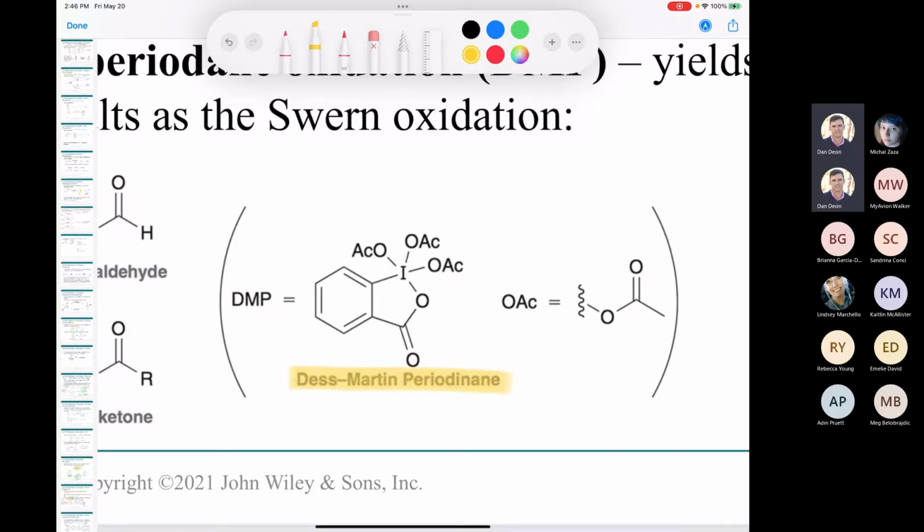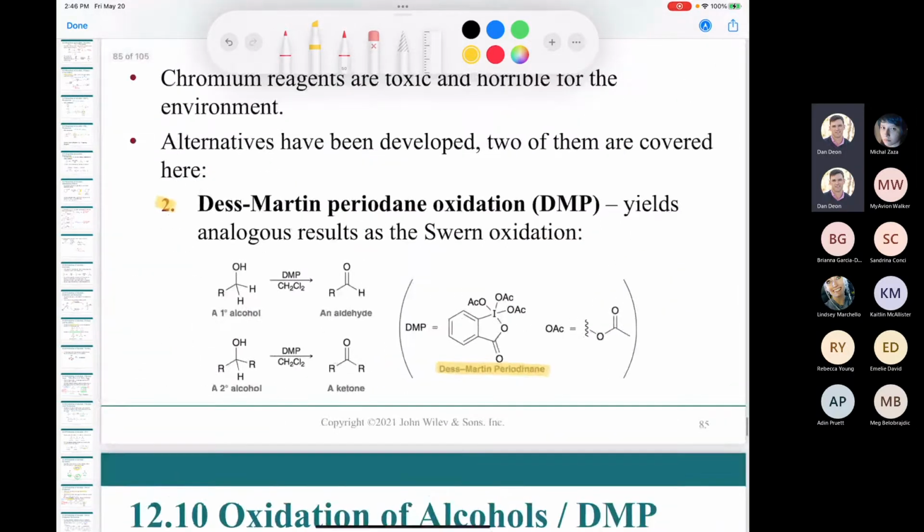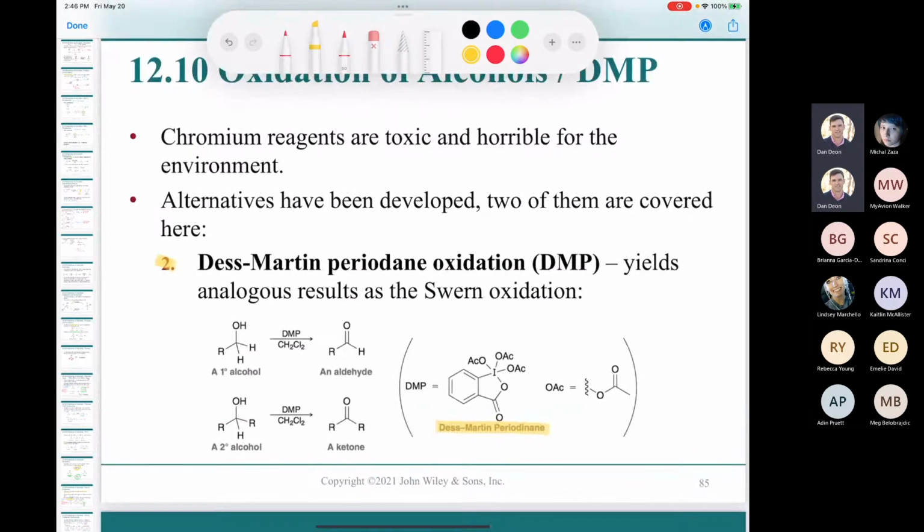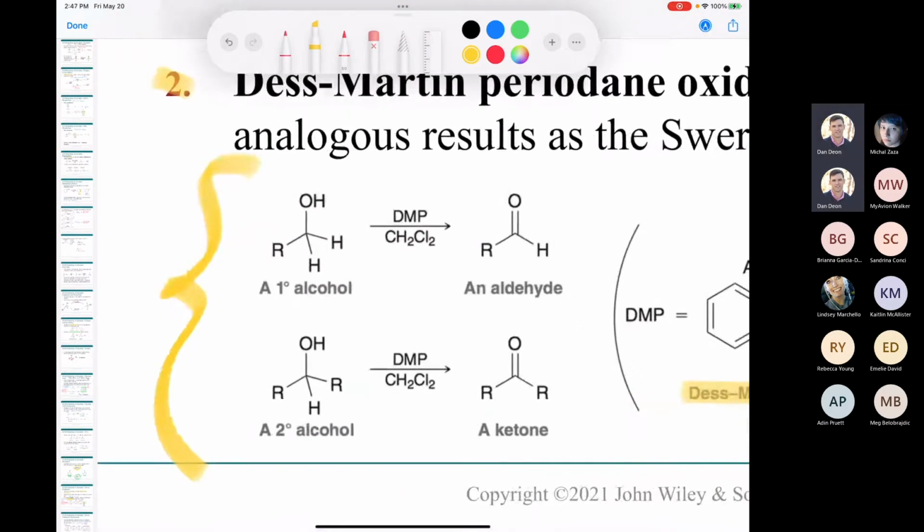You don't need to memorize the structure. I've never asked the mechanism to a student, but the Dess-Martin periodinane is not as stinky, not smelly at all as a matter of fact, and it does the same chemistry as the Swern oxidation. It'll oxidize a primary alcohol to an aldehyde and a secondary alcohol to a ketone.